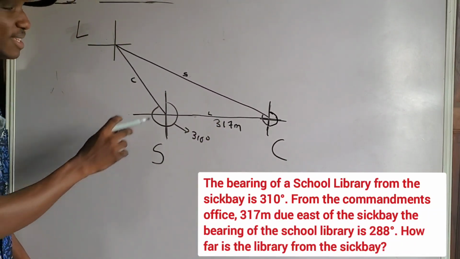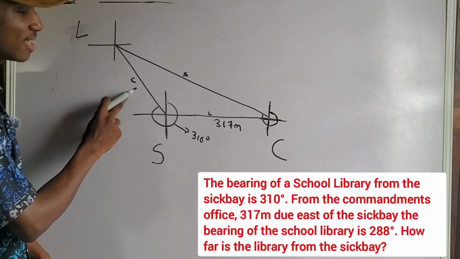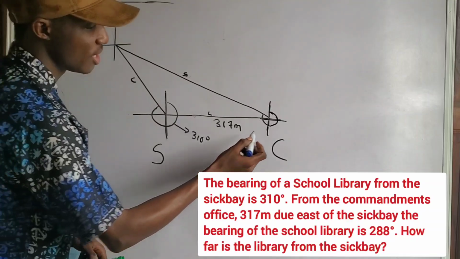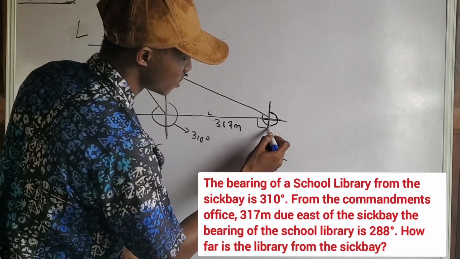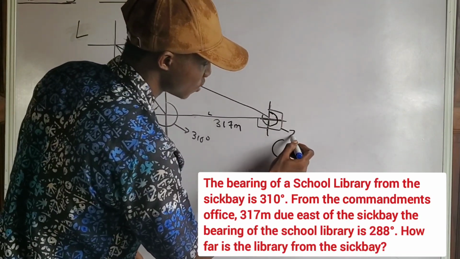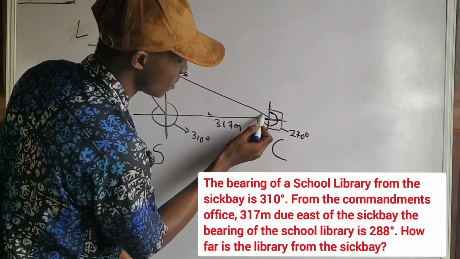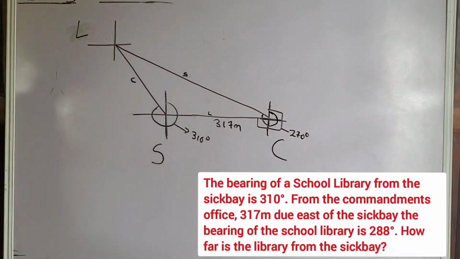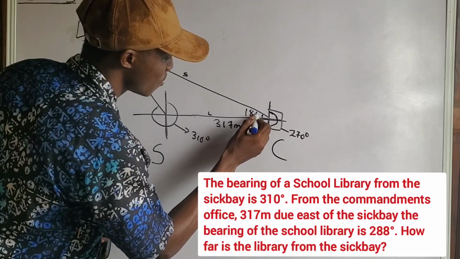To get this distance, let us first determine the angle that we have here. From this point to this point is 270, right? So if I want to get the smallest angle that is here, I'm going to subtract 270 degree from 288. 288 minus 270 degree is 18 degree. So the angle here is 18 degree.